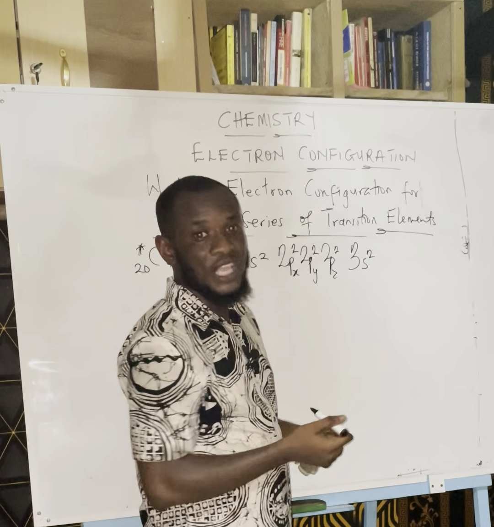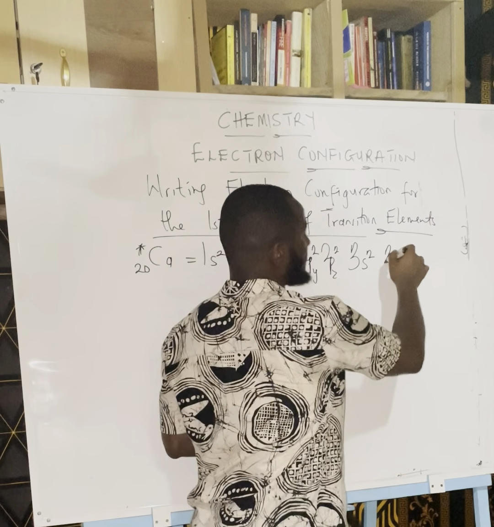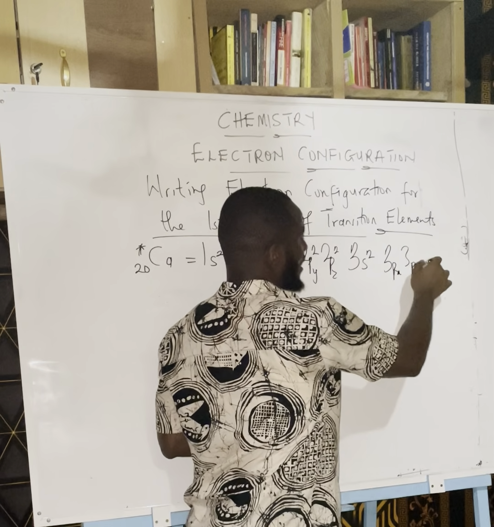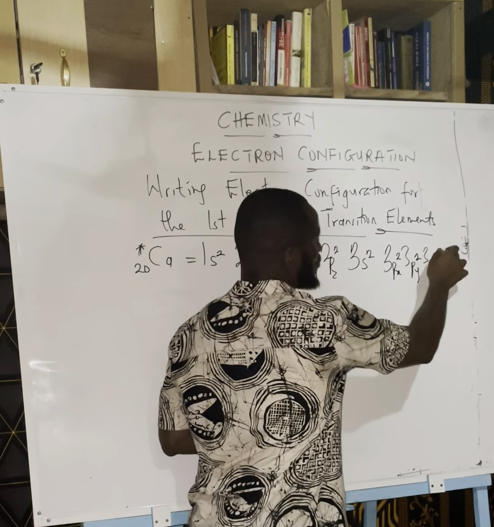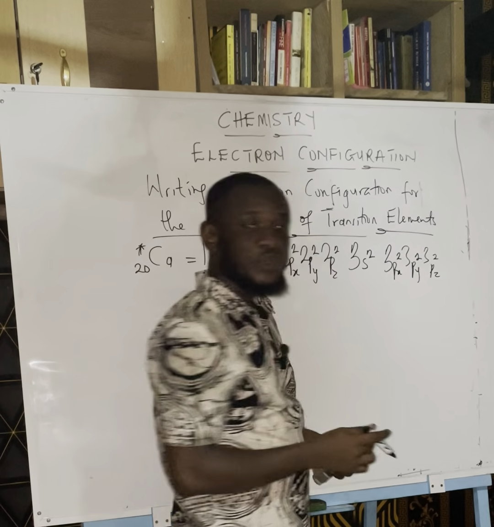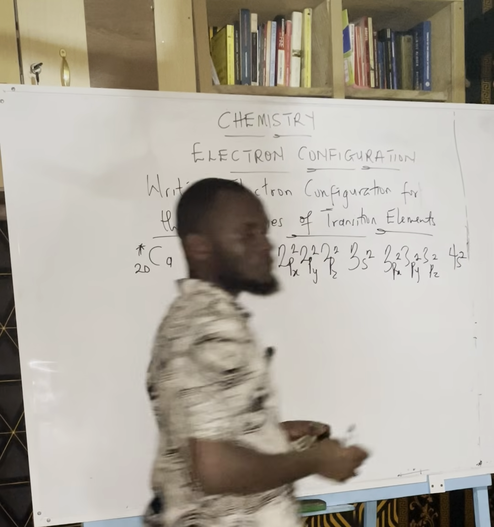After that we move to the 3p orbital. With the 3p, we have the 3px, 3py, and 3pz, so this one will take 2, 2, 2. Then after the 3p, we move on to the 4s, which is going to take 2.